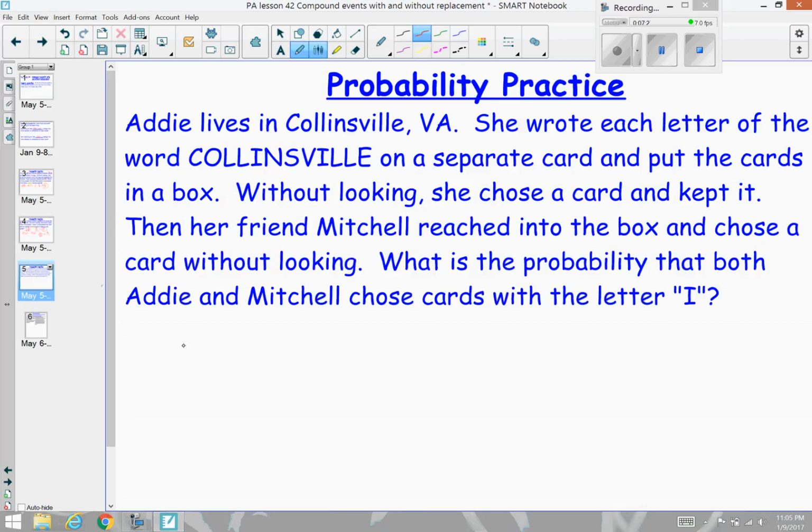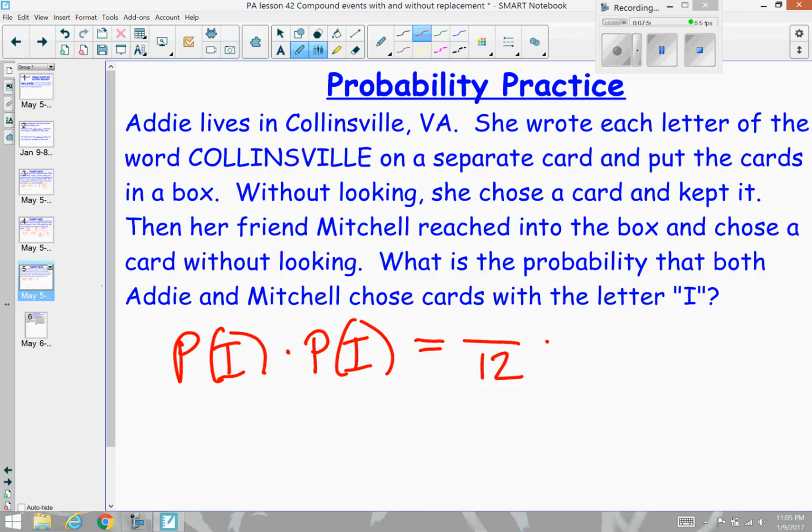All right, so we're looking for the probability of getting an I times the probability of getting an I. So identifying what we're looking for to begin with. Our total number of outcomes are the total number of letters in this word Collinsville. 1, 2, 3, 4, 5, 6, 7, 8, 9, 10, 11, 12. So we have 12 as our total number of outcomes. So what is the probability of getting an I the first time? Well, there's an I and there's an I. So there's 2 out of 12.